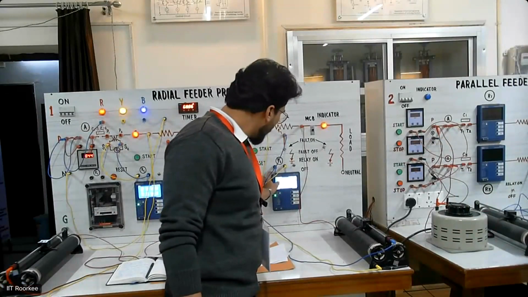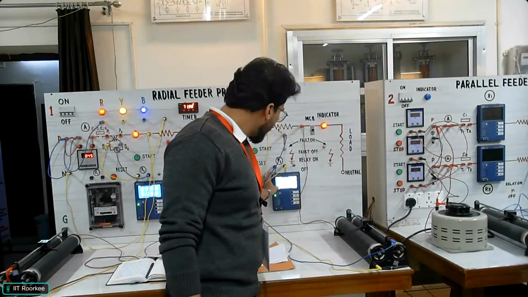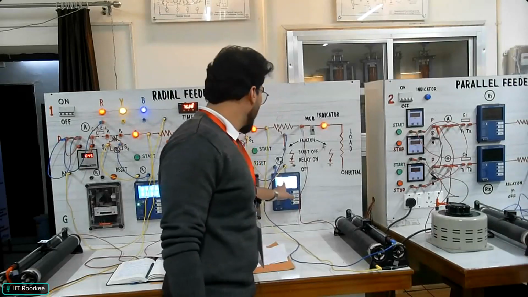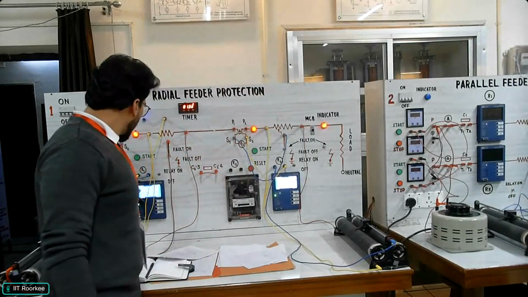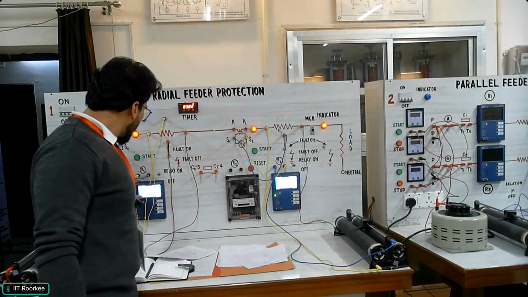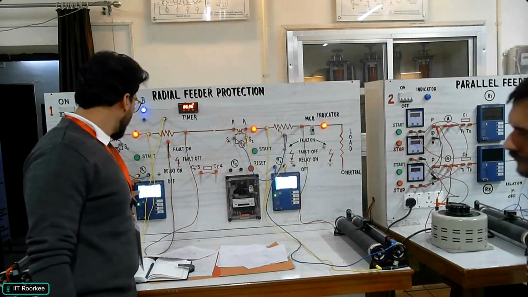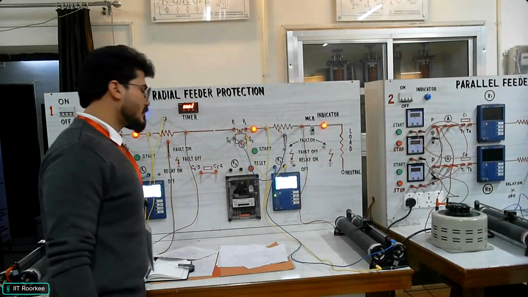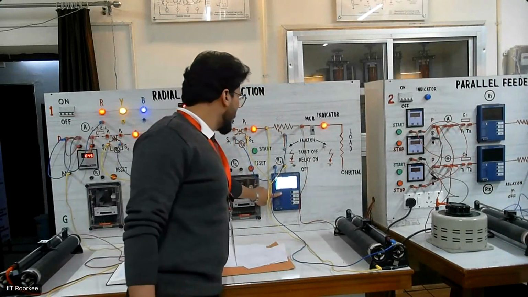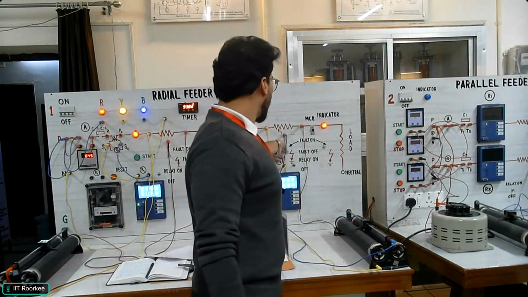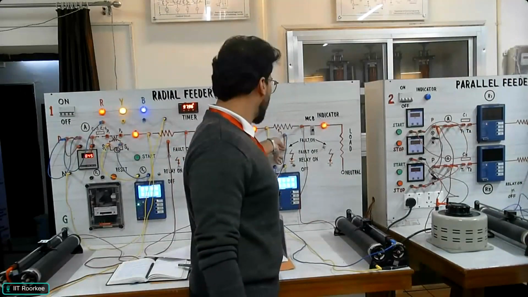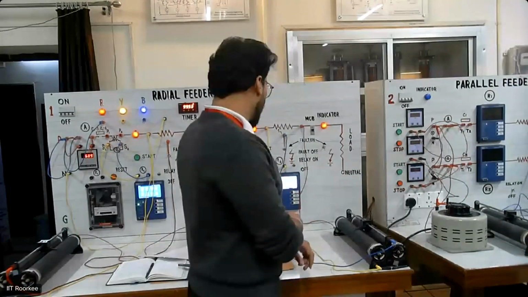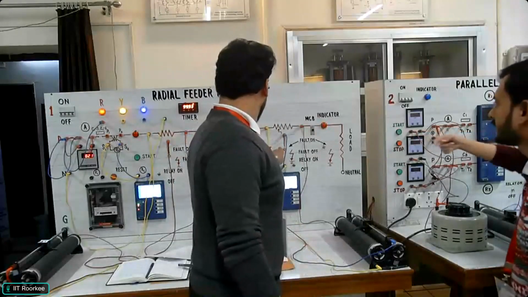For maximum phase PUC, we have set 0.5 ampere. We have a time dial setting of 0.6 for this configuration. For this one also, we have a 0.95 time dial setting and TOC 0.7. So let's create a fault in this. If we create a fault for this, that means relay R2 should operate first.